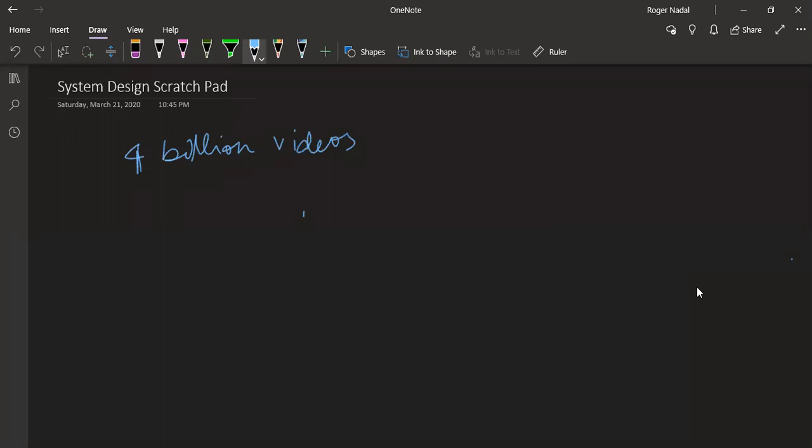Correct. But still I can put it in one table and get the entire count at once. We distribute the videos, but the metadata could be at one single source.